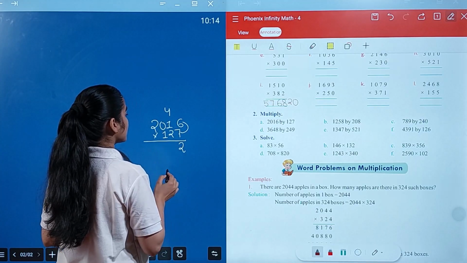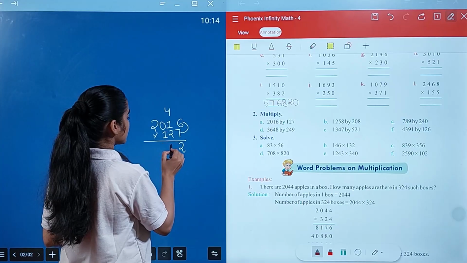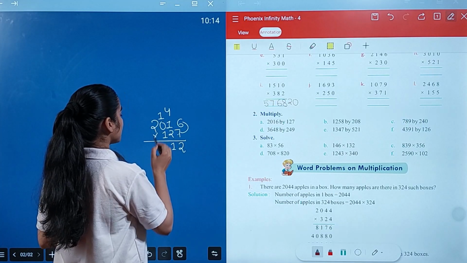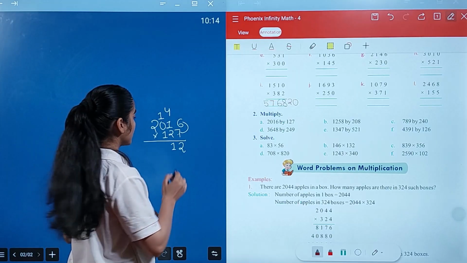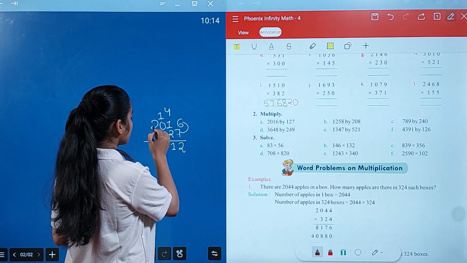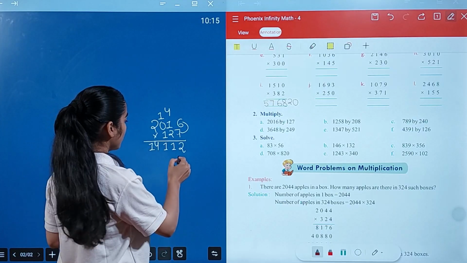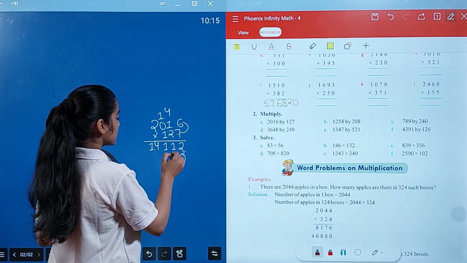7 multiplied by 1 is 7. 7 plus 4 is 11. So we write 1 and shifted 1 to the next number. 7 multiplied by 0 and 0 plus 1 is 1. 7 multiplied by 2 is 14. Then how many zeros we have to write? Only 1. 2 6 are 12.